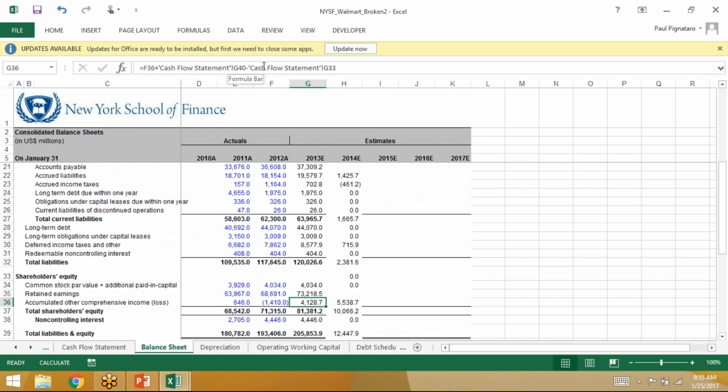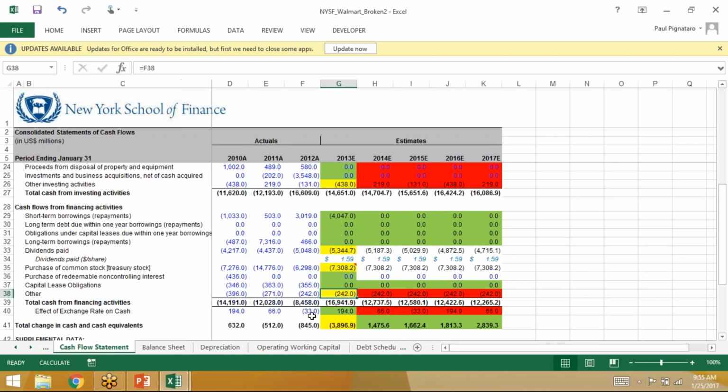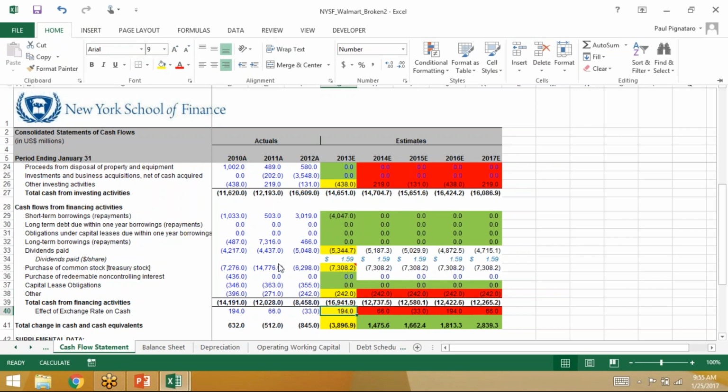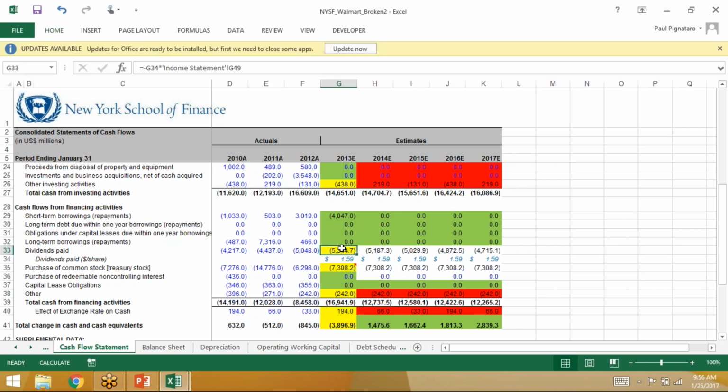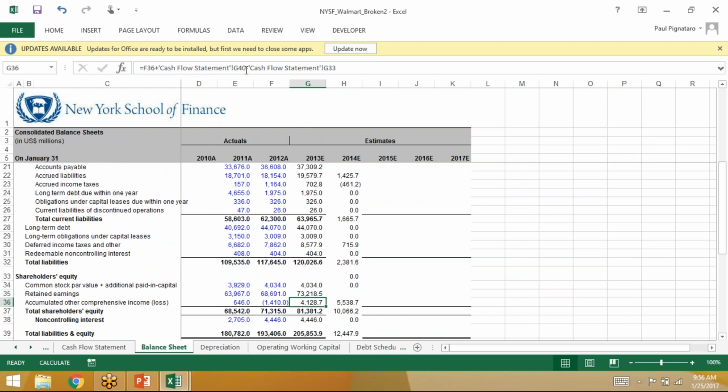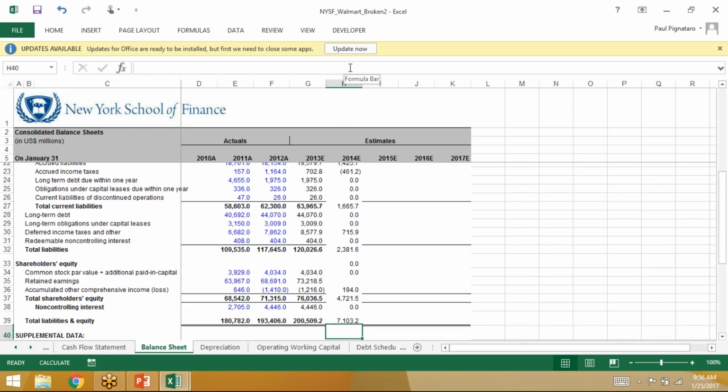Still, let's continue. G40 and G33. So G40 is effective exchange rate on cash, so that's good. And then G33, dividends paid. So it's double counting the dividends paid. Okay, double counting two things. Just eliminate it. Okay, got it? Double counted two items. Okay with that? Nothing else changing.